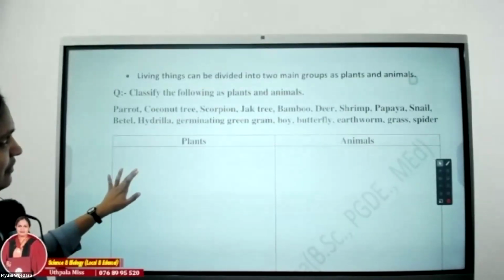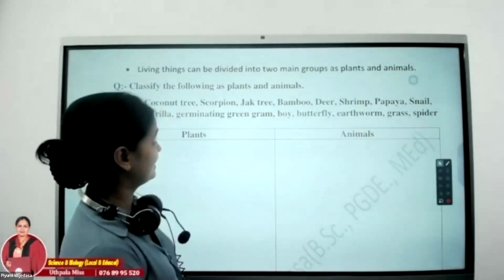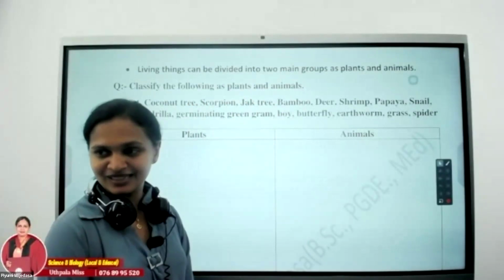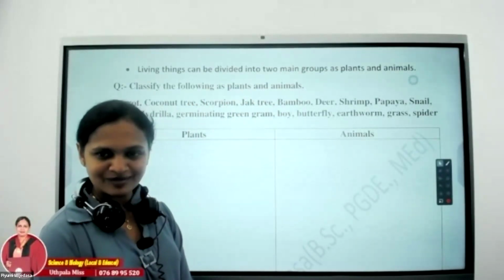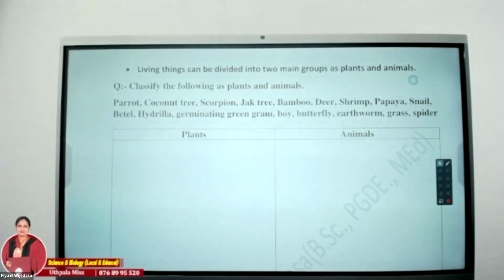Living things can be divided into two main groups as plants and animals. Classify the following as plants and animals. Before doing this, let's watch a video.